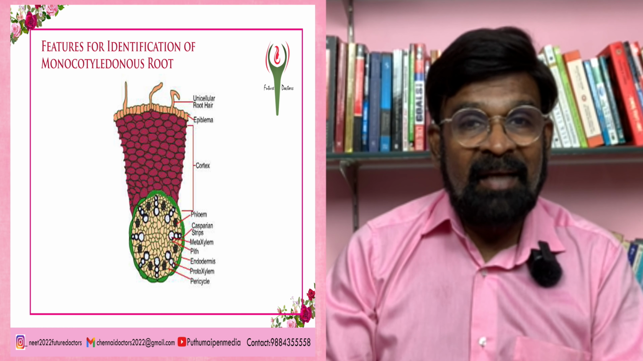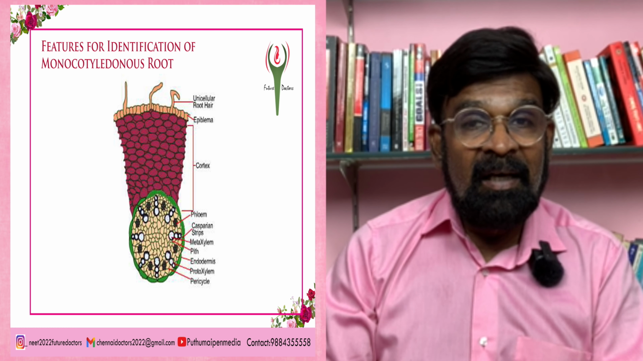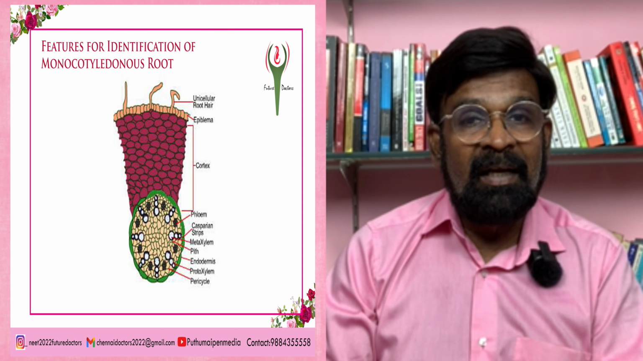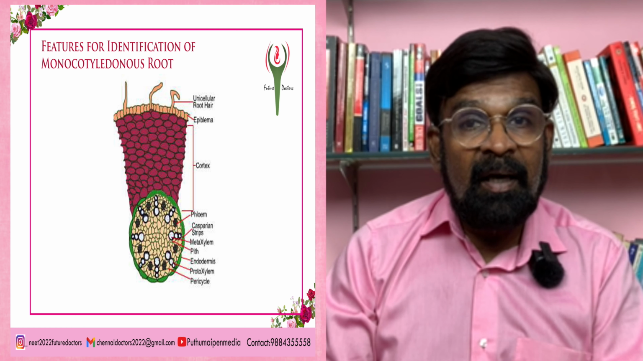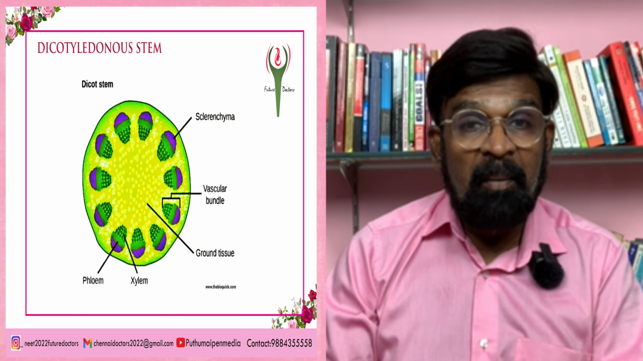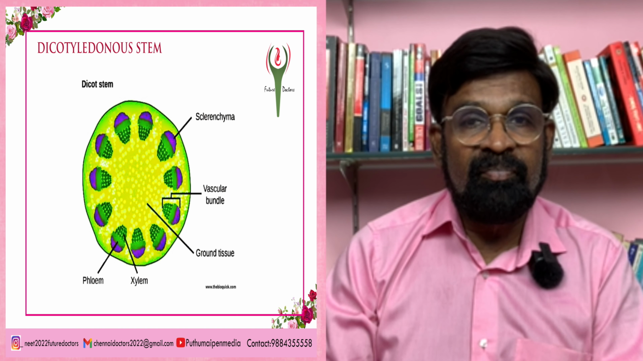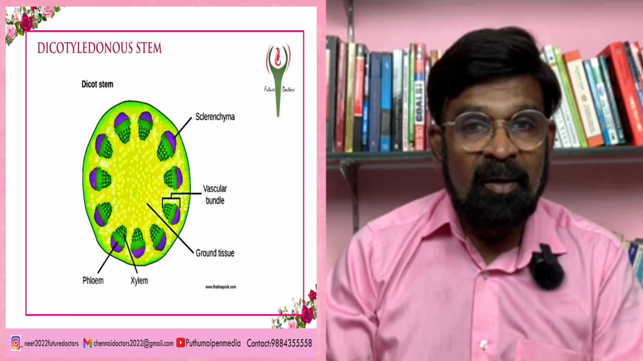Endodermis with passage cells, presence of pith, radial bundles more than 8, xylem exarch, presence of an exodermis. Next slide. Epidermis. The outermost protective layer of the stem is called epidermis.